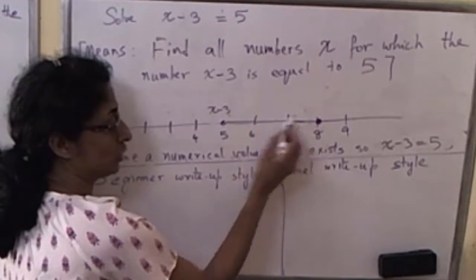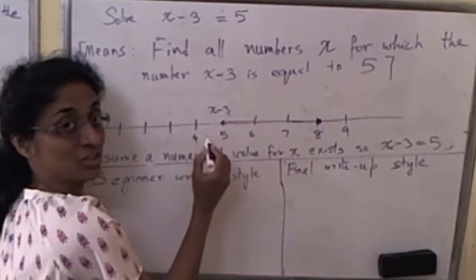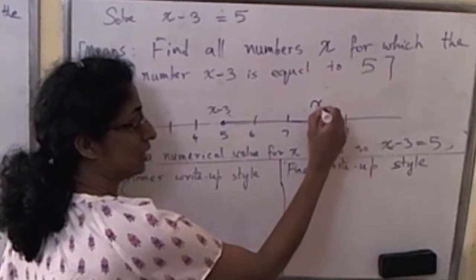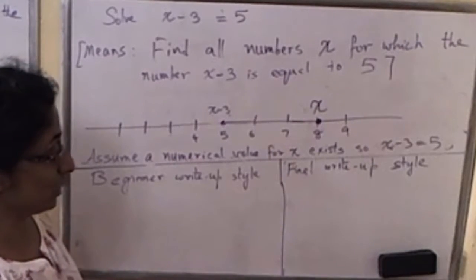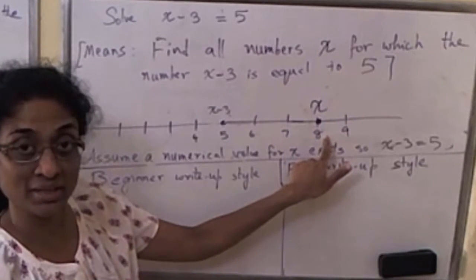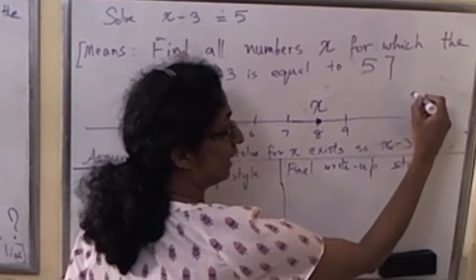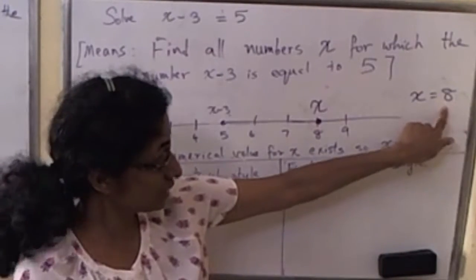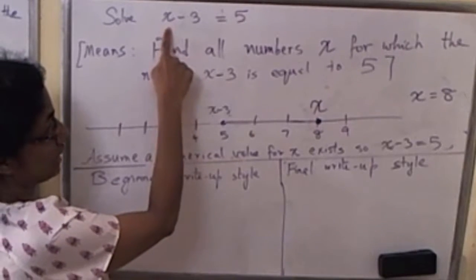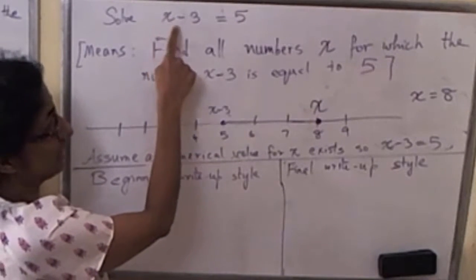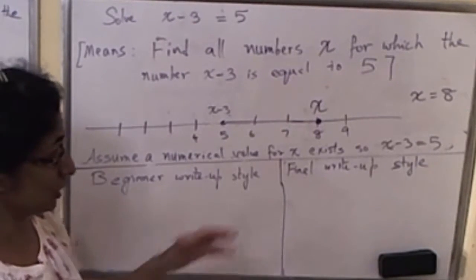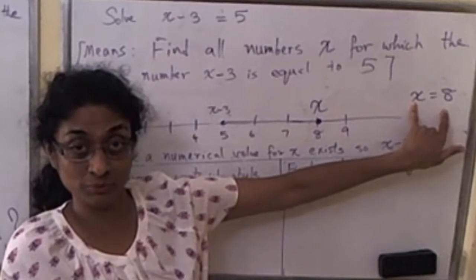But this point's name is also x minus 3. So 3 units to the right of this point, x minus 3, is x minus 3 plus 3, which you will say is simply x. So what I'm noticing is this point's name is x, and this point's name is also 8. That means x equals 8. Let's see if x equals 8 is the number I'm looking for. If you put 8 back into the equation, we get 8 minus 3, which is 5, and 5 does equal 5. So in fact, x equals 8 is the number we were looking for.